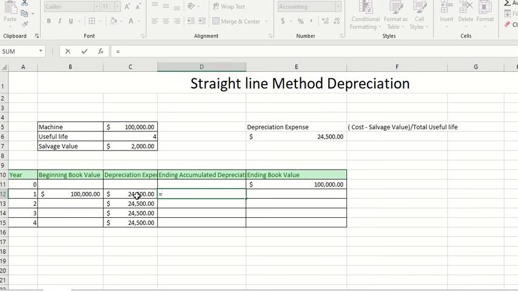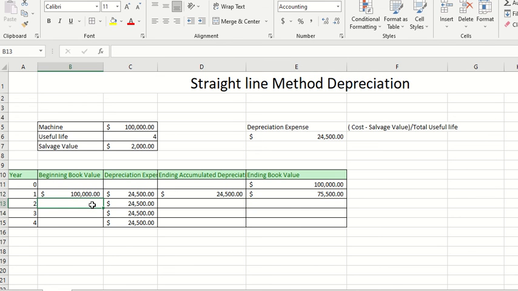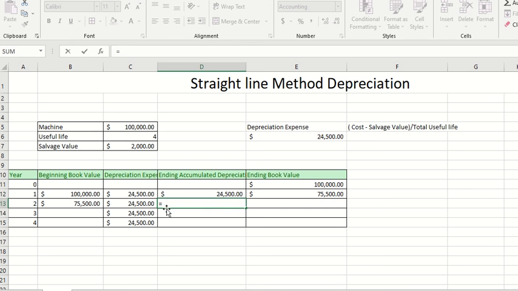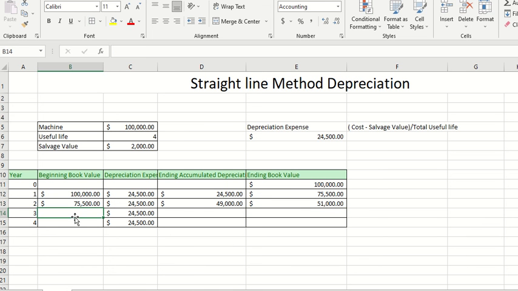We know that because we have depreciation expense, this one will be accumulated depreciation. So we have this one minus this one. Now this one, that's it in here. This one plus this one. And we have this one minus this one. And this one repeats again.